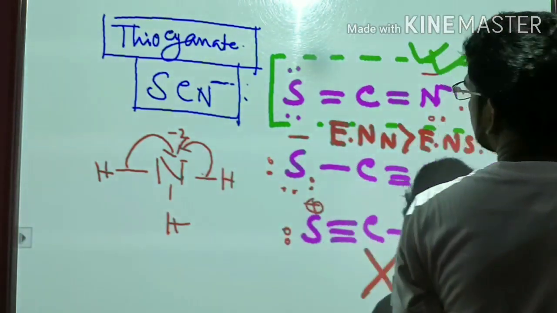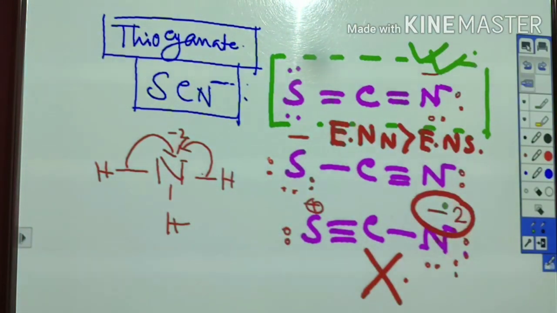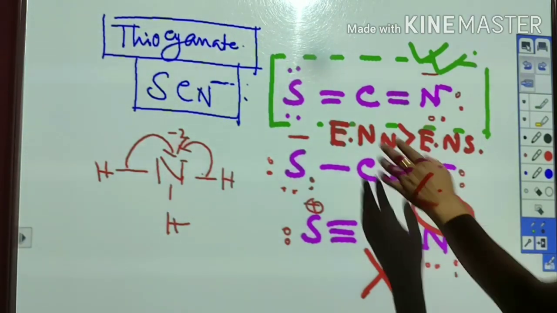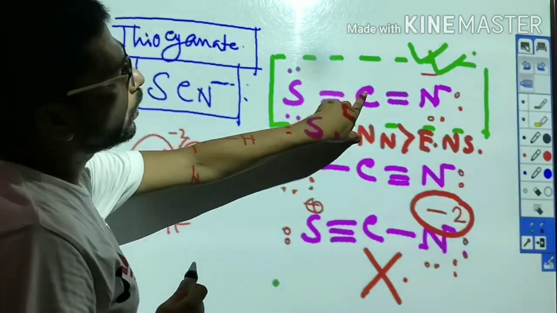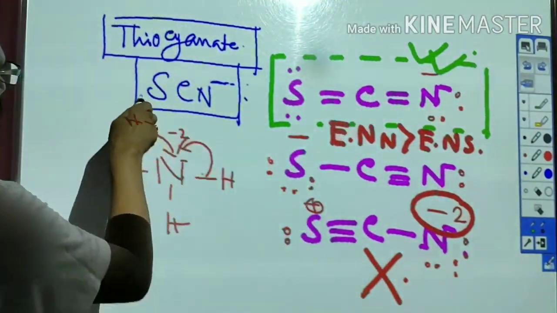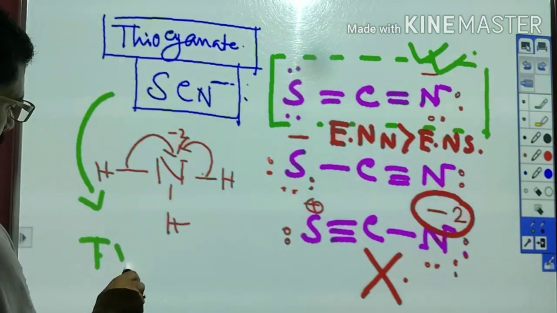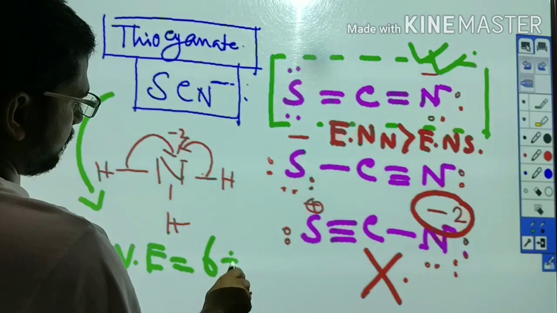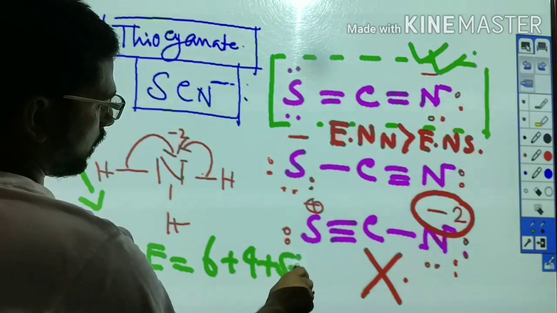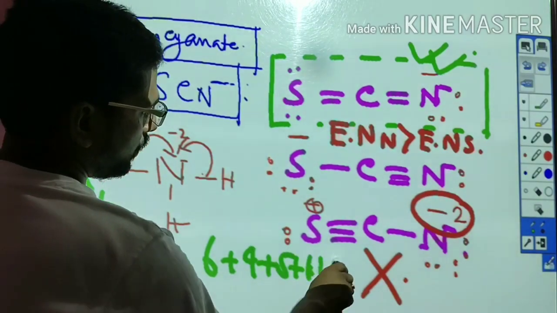This is the best Lewis structure. This is the thiocyanate ion. This is the best Lewis structure for thiocyanate. Now you can calculate. The central carbon has no lone pair, because total valence electrons, if you count, 6 plus 4 plus 5 plus 1, that will give you 16.